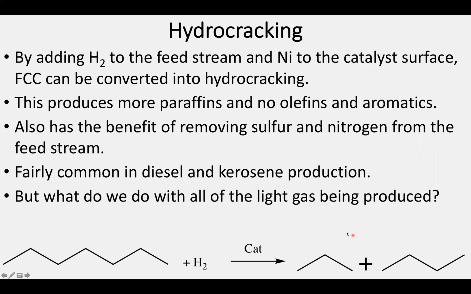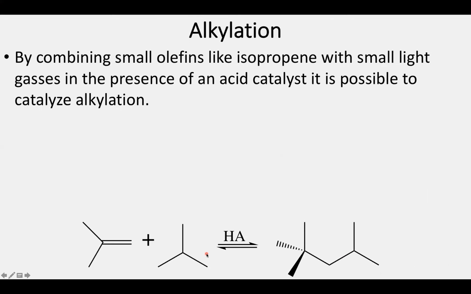However, now we just produce a whole bunch of light gas. And sometimes you may have produced too many small chains. Not to mention, you may have just more natural gas than you know what to do with, and you don't want to turn all of it into hydrogen. So one of the other things you can do is take the stuff that's a little bit too small to make good oil and perform what's called alkylation.